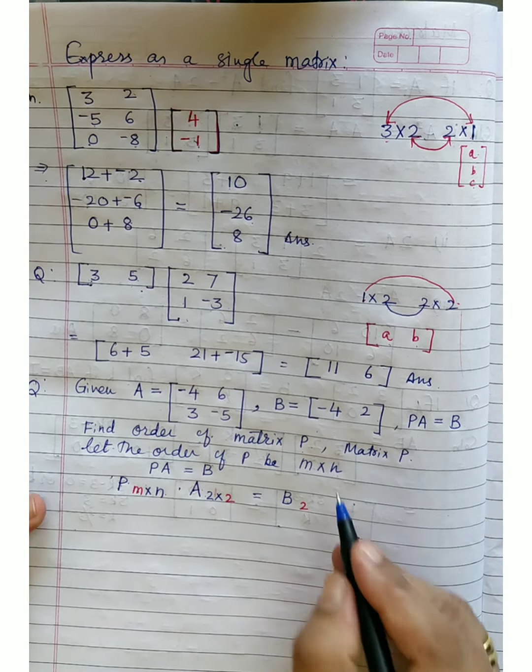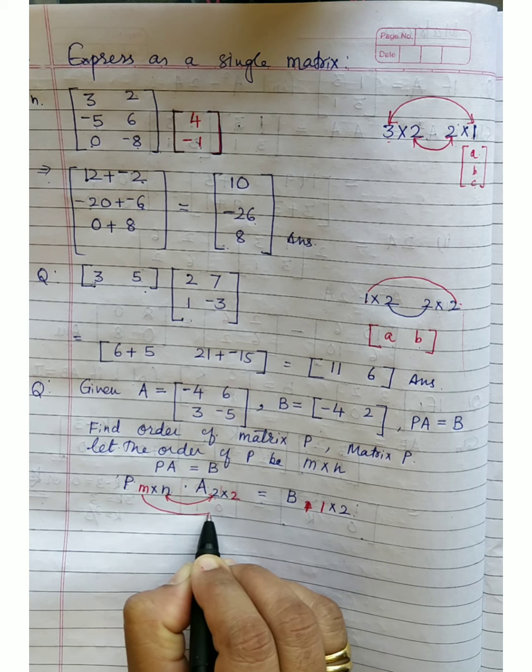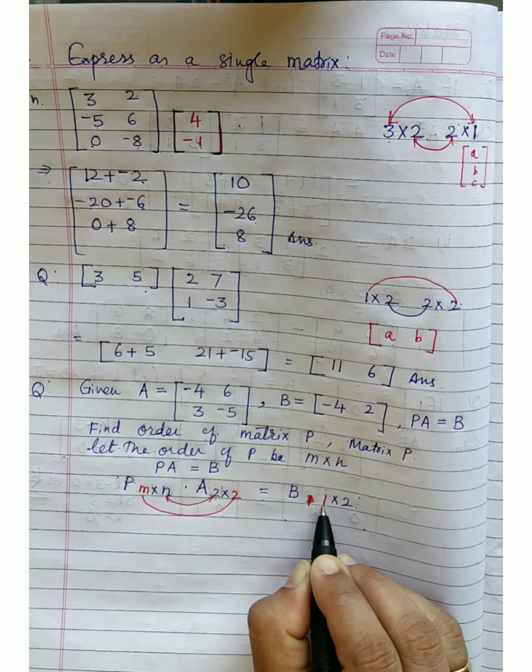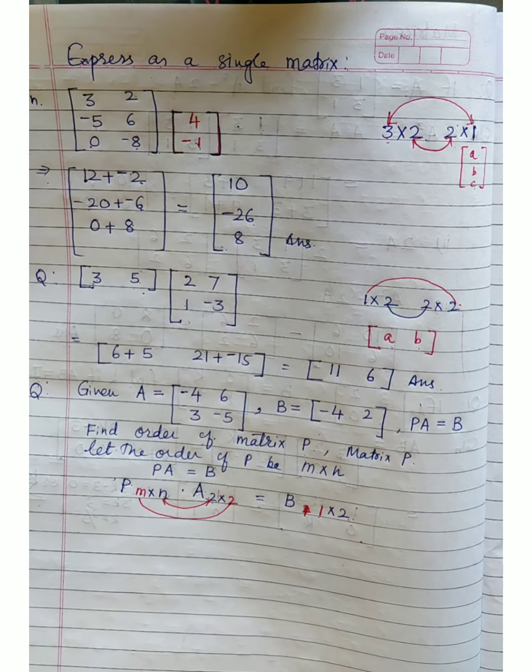1 and how many columns? 2. Now this all is for what? First of all, matrices multiplication is possible. Therefore, n should be equal to 2. What is the rule? Number of columns in first is equal to number of rows in second. Secondly, order of the answer matrix is what? M by 2, which is already given to you about 1 by 2. That means M is equal to 1.